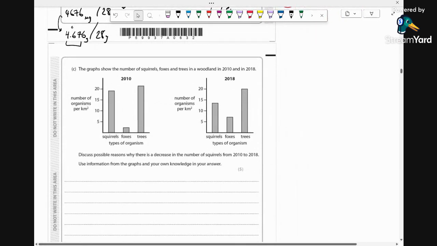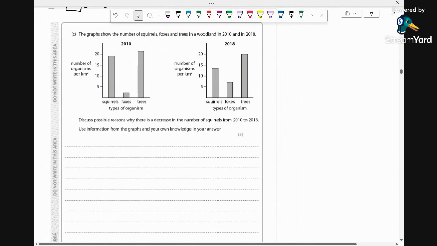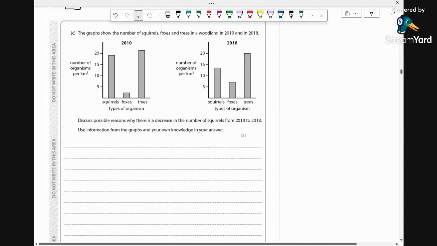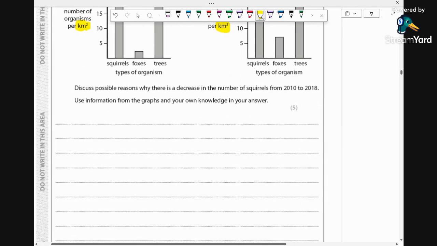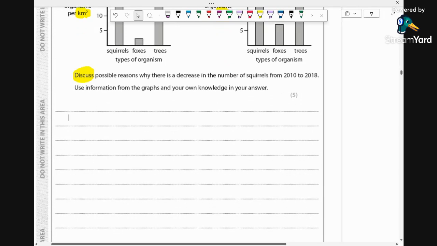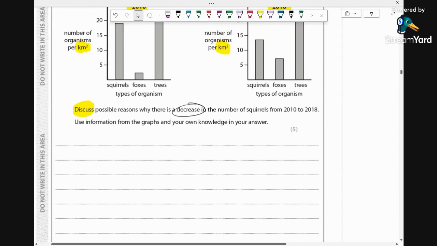Right, so the graph shows the number of squirrels, foxes, and trees in a woodland between 2 time points. We've got the number of organisms per kilometer squared, same units, so that's fine. Same axes, and obviously 2010 to 2018. Discuss is our command word. That means we need to give potentially some pros or cons, or certainly lots of different reasons why there is a decrease in the number of squirrels. Use graphs and knowledge.